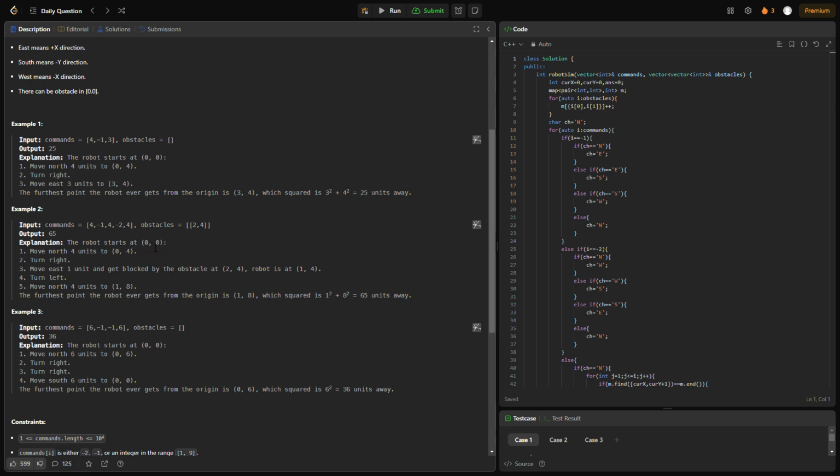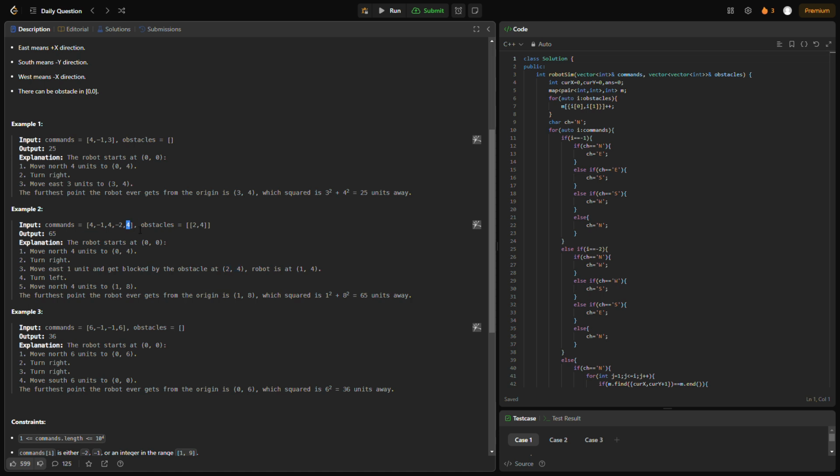Same, another example, but here we have an obstacle. Initially the robot starts at 0, 0, then we go 4 distance in the positive y direction, then we turn right, then we have 4 again, but when we move we get blocked at 2, 4, so we can't move forward. That is, when we made one move we came to 1, 4, but we can't go to 2, 4 because there's an obstacle. So we'll stay there at 1, 4 until our next command is given. Our next command is -2, so we'll turn left. So again we face towards north.